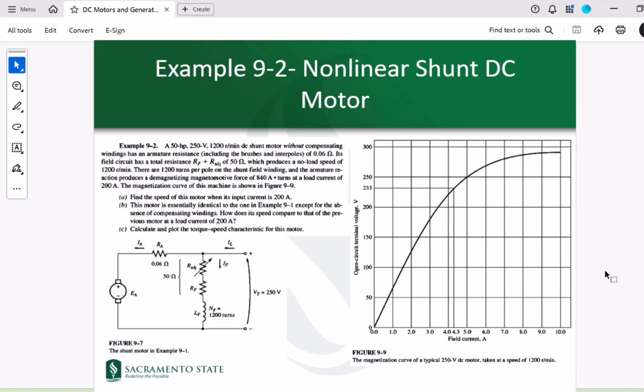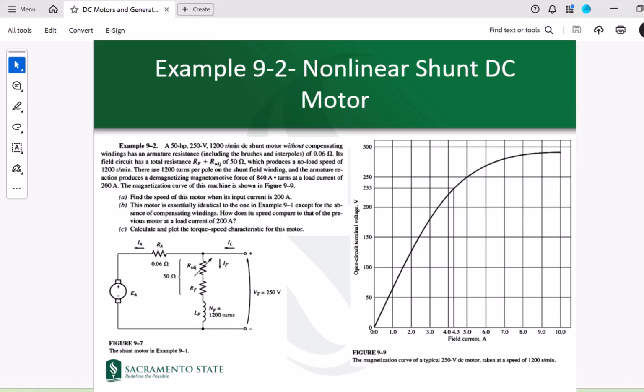Again, we have pretty much the same machine that we had in the previous example, without compensating windings now, which means that we should probably take into consideration the armature reaction. It has an armature resistance of 0.06. The field circuit has a total resistance of 50 ohms, and it produces a no-load speed of 1200 RPM. At no load, there is no armature reaction also. So that's why the same speed applies, although this machine is like the previous machine, except that it doesn't have compensating windings, but at no load, it provides the same speed.